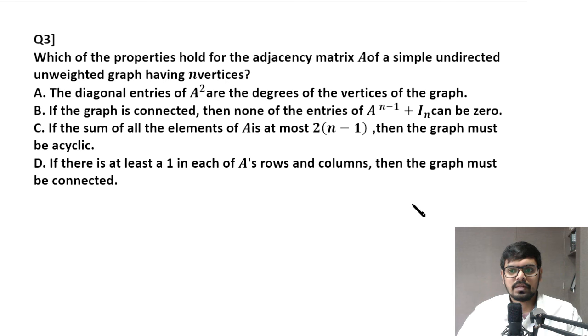Pause the video, try, then look at my solution. Again you will say, sir, very easy, class notes, straight away we can comment. But since I am the teacher, I will explain all the options. But in the exam, once you get the correct option, click and move forward. Which of the following properties hold for the adjacency matrix A of a simple undirected unweighted graph having n vertices? The diagonal entries of A square are the degrees of the vertices of the graph.